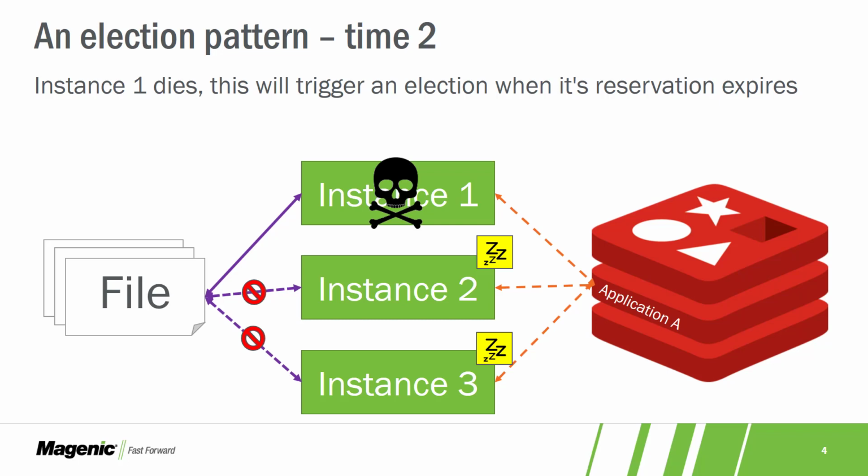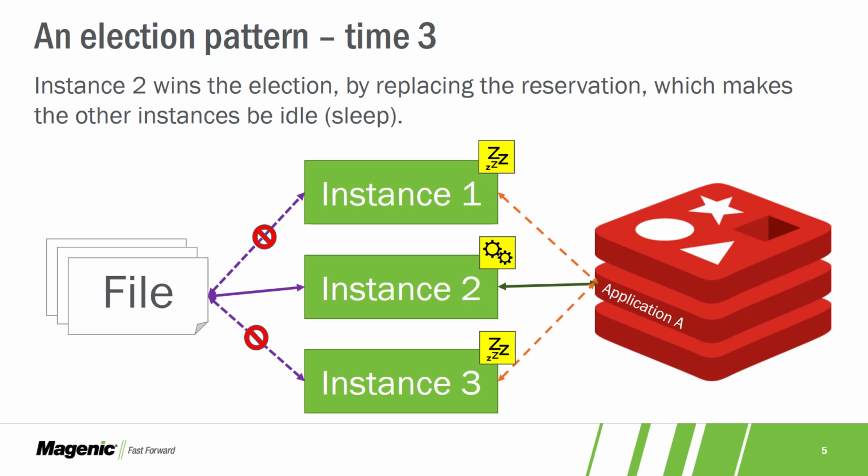And so what happens is the observer, in this case the Redis provider, as instance 2 and instance 3 poll to see if they're master, at some point it will come back and say, the reservation is expired, I'm going to honor your reservation request. And now instance 2 is the primary. And if instance 1 comes back alive and instance 3 continues to go, and they ask, they will again be told they are not primary, and they'll just be idle, they'll sleep.